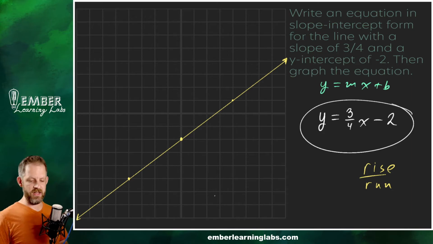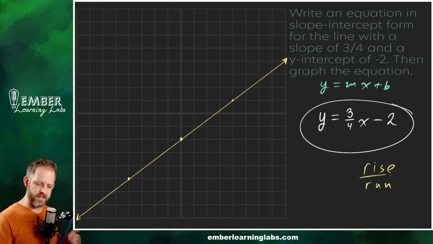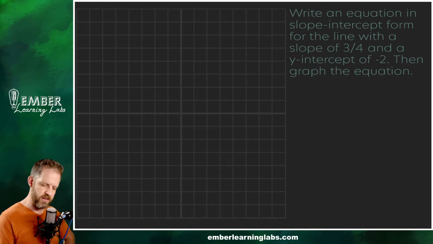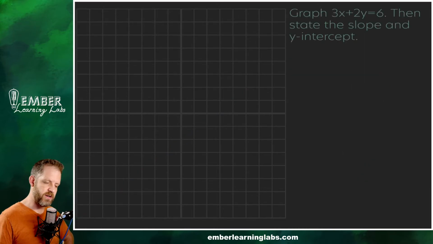That's not that big a deal, right? So let's do another example. Very similar. We're just going to do 2 examples in this lesson. Our second example is we're going to graph 3x plus 2y equals 6. Then we're going to state the slope and the y-intercept.